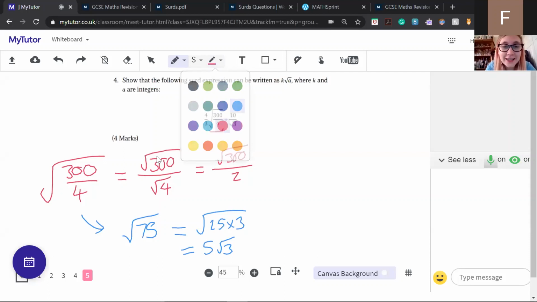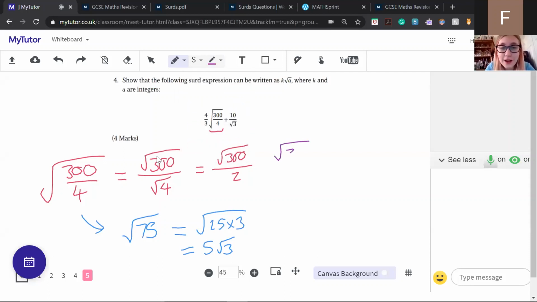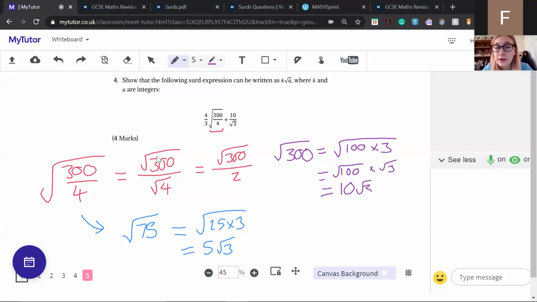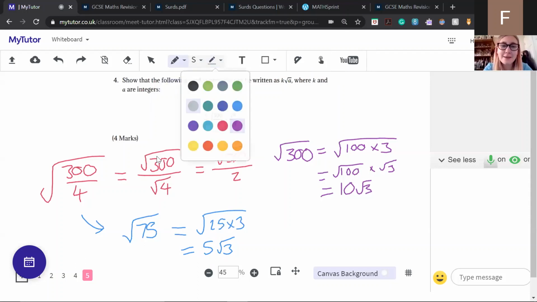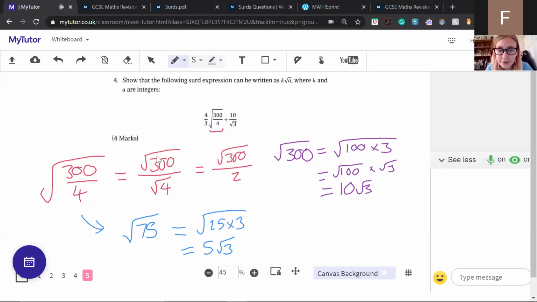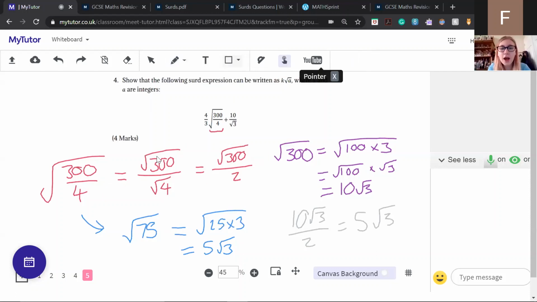And what you'll see here is that if we take root 300, we can split this into root 100 times root 3, which is root 100 times root 3, which is 10 root 3. So then this becomes 10 root 3 over 2, which is 5 root 3. Just dividing that, I'll write that out. I'm aware that sometimes I say things and don't explain them. So root 300 is 10 root 3. So 10 root 3 over 2, that's 5 root 3. Just dividing it by 2. Basically, do either of these ways.